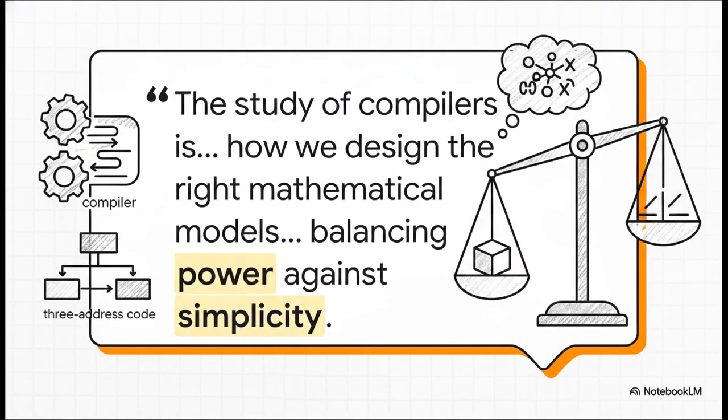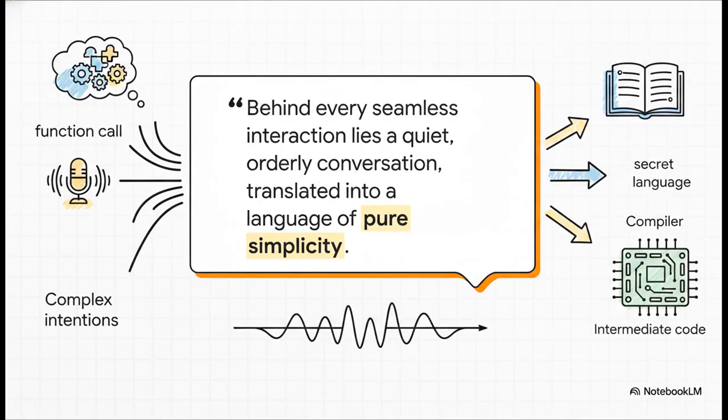And this really gets to the very heart of compiler design. It's this beautiful balancing act. It's all about finding the right models, like 3-address code, that are simple enough for us to reason about and optimize, but still powerful enough to express any program you could ever dream of writing. So the next time you write a function call, maybe you'll think of this. You're not just giving a command. You're kicking off a quiet, orderly conversation, one that the compiler has carefully scripted in its own secret language, turning your complex ideas into pure, elegant simplicity.